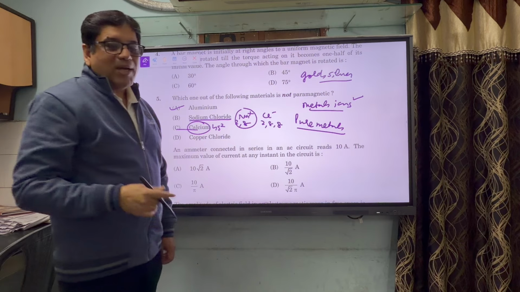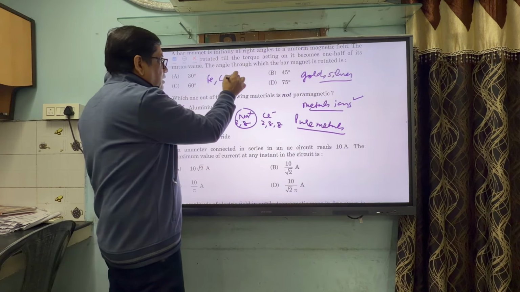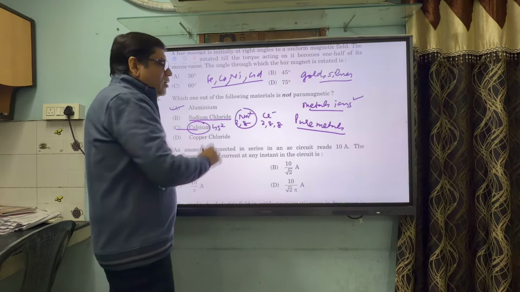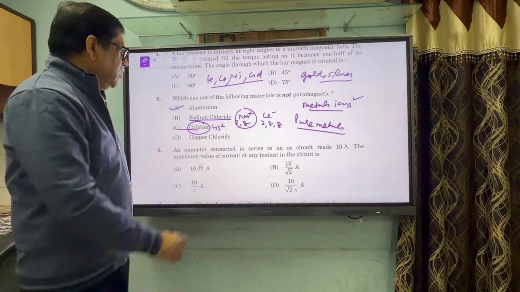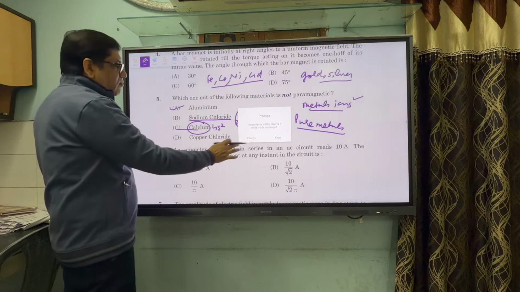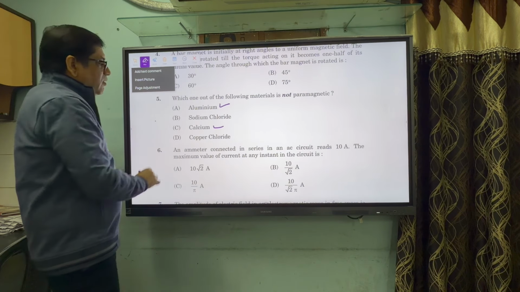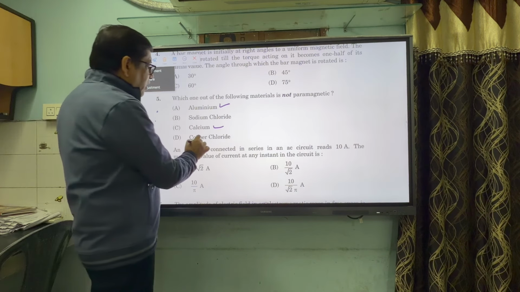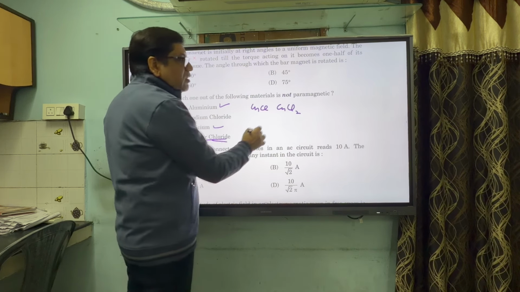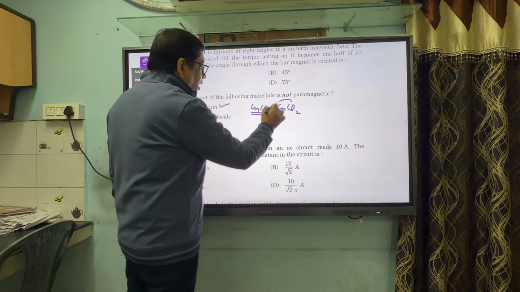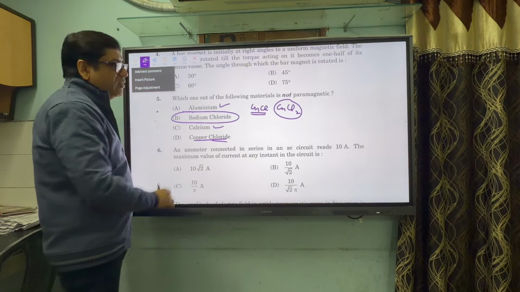And the other metals which are paramagnetic, you will also have to learn. The paramagnetic ones are iron, cobalt, nickel, gadolinium. So for metals we have to cram which metals are paramagnetic and which are diamagnetic. Aluminium is paramagnetic. Calcium is paramagnetic. Copper chloride, it is not sure, because copper chloride can be cuprous chloride or cupric chloride. Cuprous chloride is diamagnetic, but cupric is paramagnetic, so we are not sure about this. 100% sure, which is not paramagnetic, is sodium chloride.